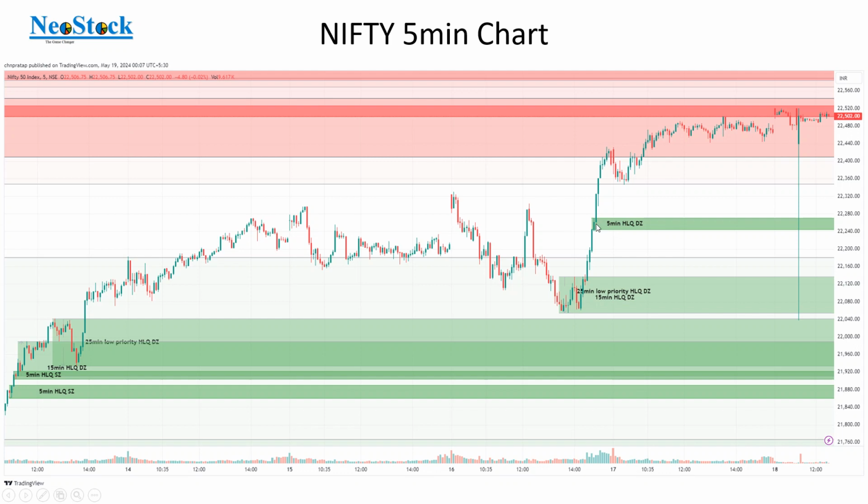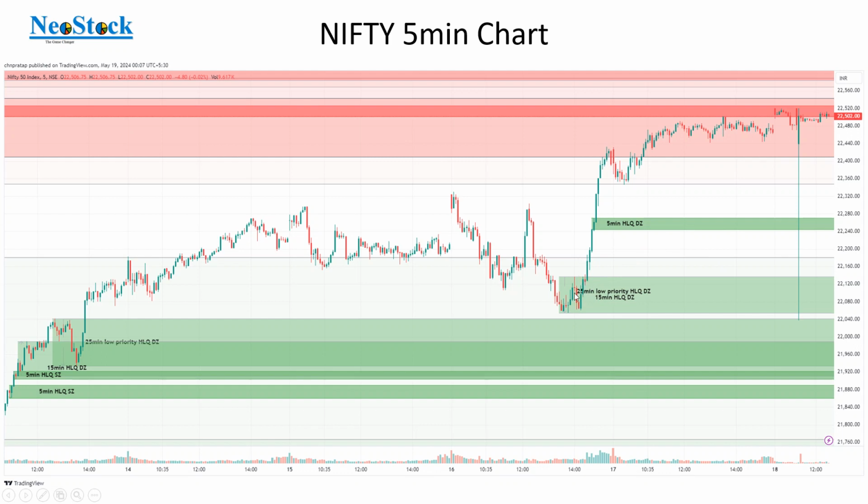So this is the first support we will probably get if institutions are pushing the market. In case this is violated, within this 25-minute zone we have fine-tuned zones. See, rally, base, rally. You need to draw these fine-tuned zones. You already learned in lesson 16 how to fine-tune a zone. We have two fine-tuned zones inside.